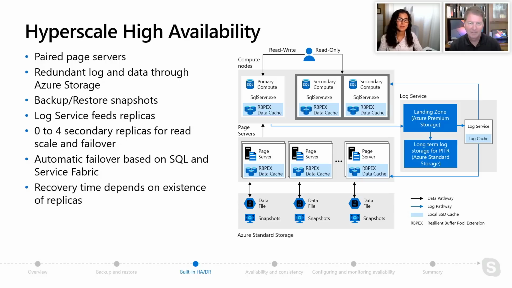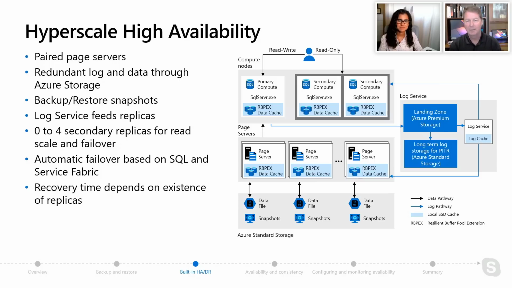Oh yeah. How would I have 0? Yeah, how can you have availability with 0 replicas? You should think of Hyperscale as a combination of what we've done with general purpose and business critical. So imagine this diagram and you had no secondary computes.